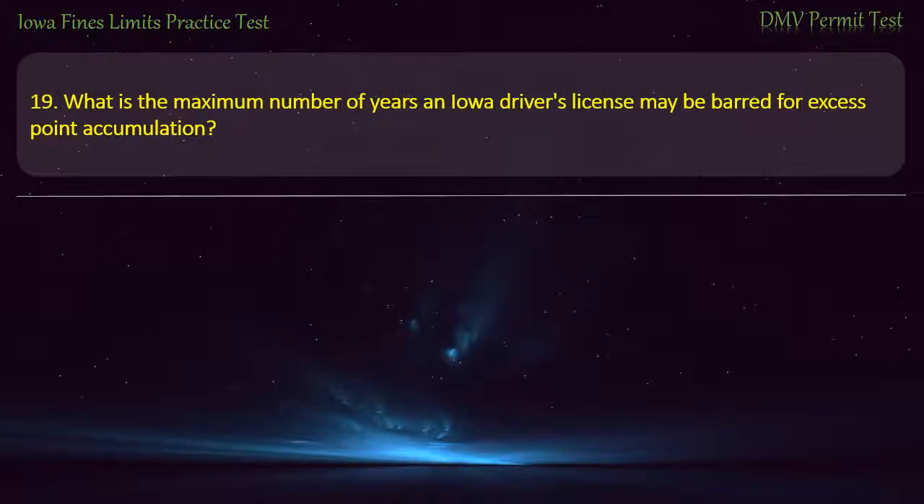Question 19. What is the maximum number of years an Iowa driver's license may be barred for excess point accumulation? 4, 6, 7, 5. Answer. 6.